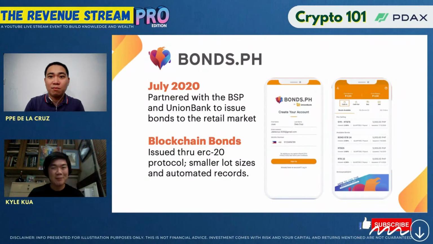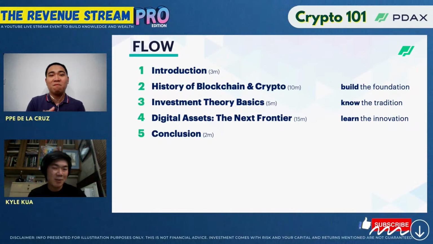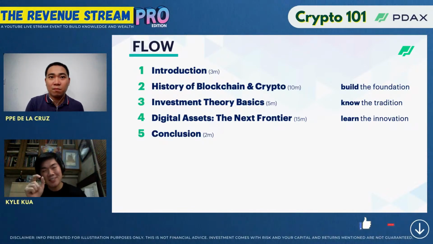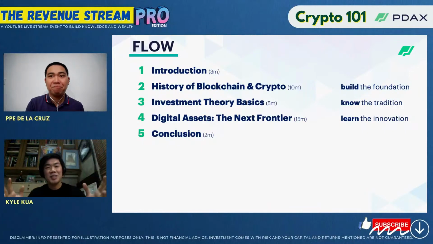Here's a quick flow of our discussion today. We'll talk about the history of blockchain and cryptocurrency, and when the first blockchain was actually made. We'll talk about some investment theory basics, very succinctly, and then I'll share more about digital assets and the next frontier. Our guide is building the foundation, then going back to the tradition, and then, after we know the tradition, going straight at the innovation. I know a lot of you are from business backgrounds, so we'll keep the tradition side as a quick refresher.